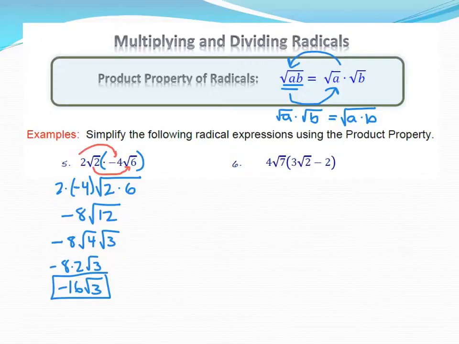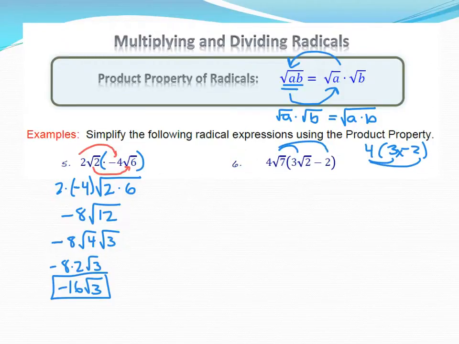Oh my gosh, I got 4 radical 7 times, in parentheses, 3 radical 2 minus 2. Notice I have 2 terms here, separated by the minus sign. What does this look familiar to? Well, I'll give you a simple example, 4 times 3 minus 2. Even heck, think of radicals as a variable, put an x here. What can I do? I can distribute. So when I look at this example, I'm going to distribute 4 radical 7 here and 4 radical 7 there.